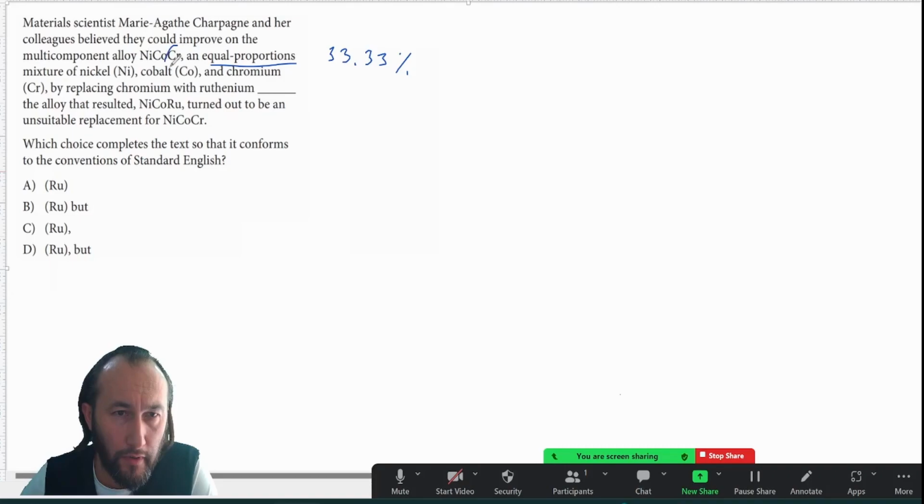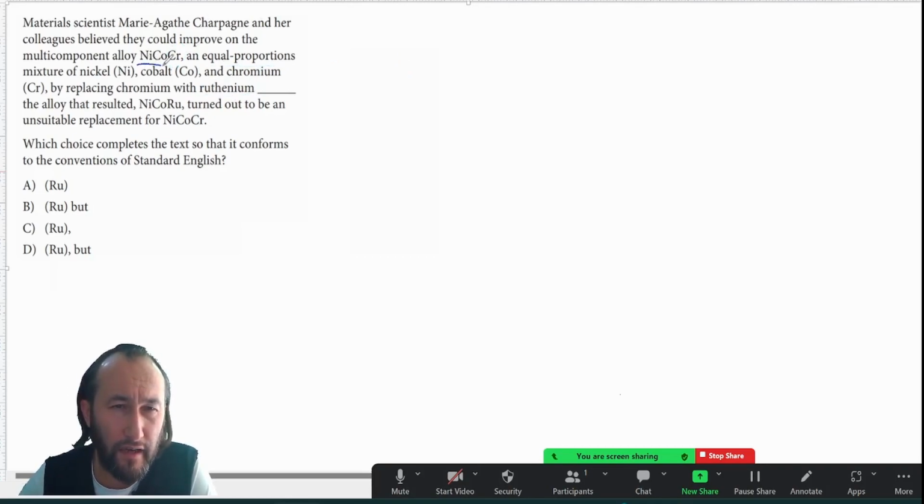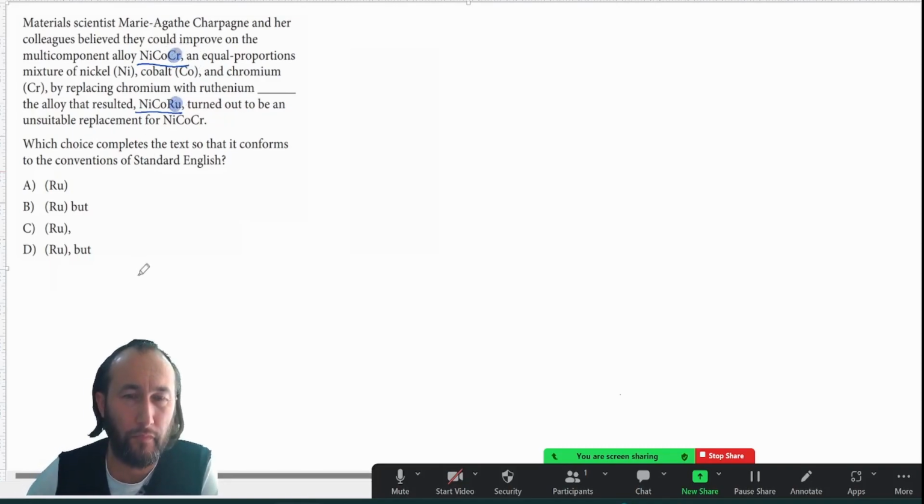So by replacing chromium, so this is chromium, this part. I mean, understanding the question is also important, guys. If you understand it, it is easier to solve it. So Cr, they're replacing it with another metal called ruthenium. The alloy that resulted now, instead of this NiCoCr, becomes NiCoRu, right? Because simply they are replacing this metal by this metal. The alloy that resulted turned out to be an unsuitable replacement for NiCoCr.